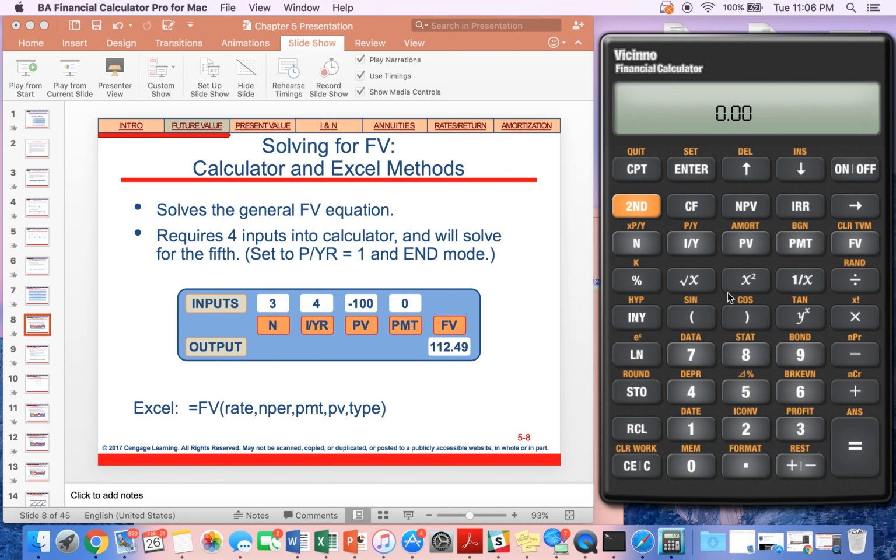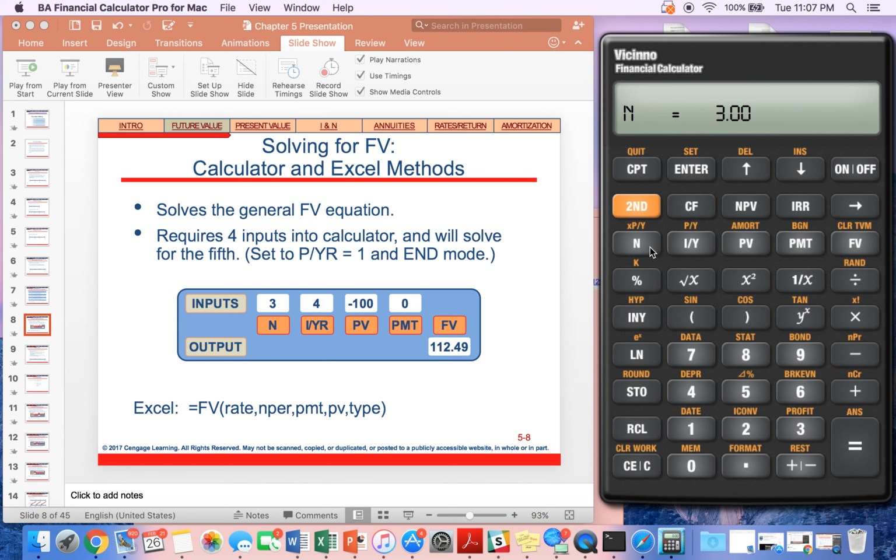You go in sequence through your inputs from left to right, and you simply type in the number and click the input, and so on until you solve for your input. So let's go ahead and solve for this problem. So I have this $100 that I'm going to put into my savings account for 3 years at a rate of 4%. So my N, or my period in this question, is 3. So I'm going to go ahead and type in 3 into my calculator, and then I'm going to select N.